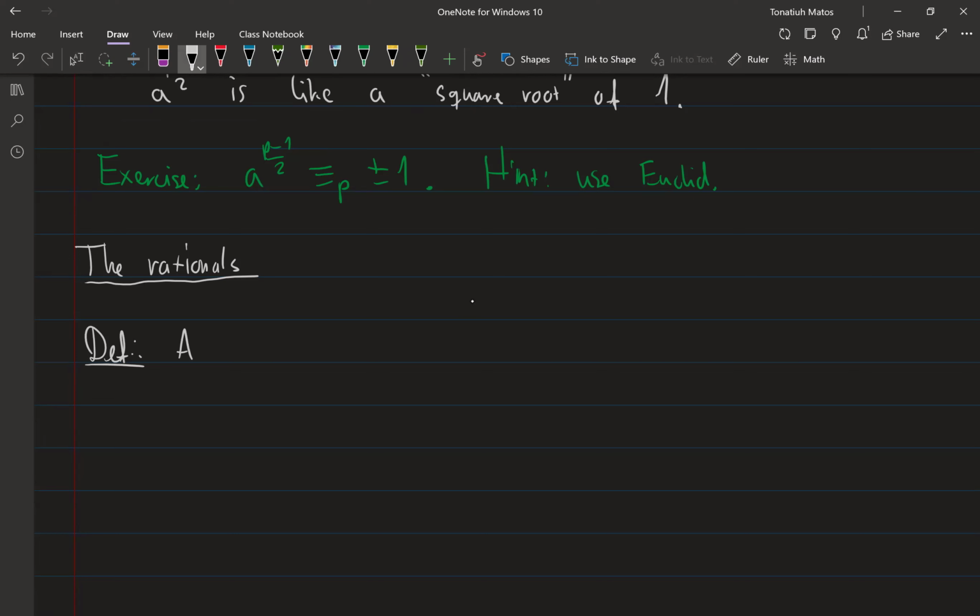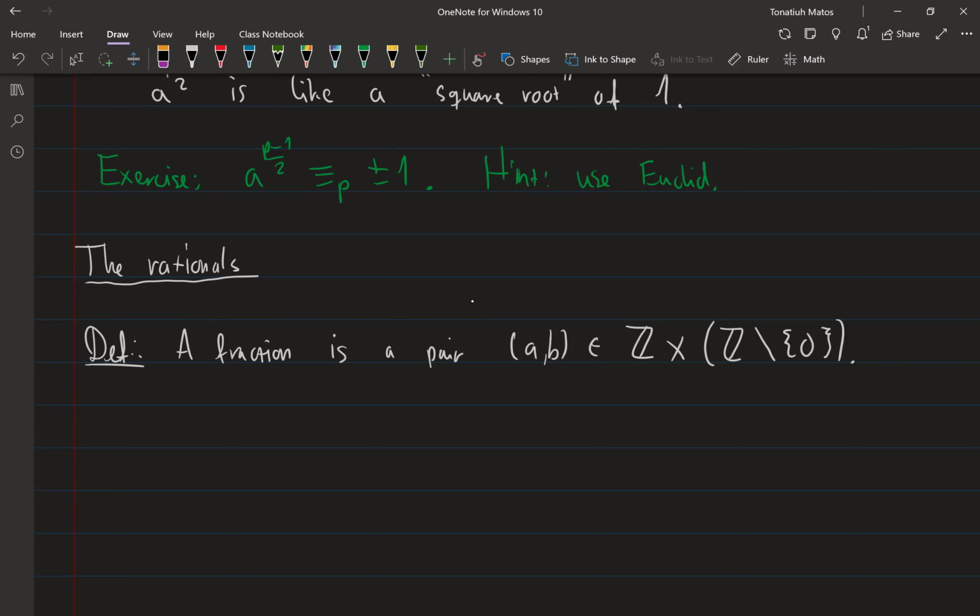So a fraction, or a quotient, a fraction is a pair, let's say (a, b), where the first element is an integer and the second element is an integer, but it's not 0, as you might expect. And you will see in a second why it's important that this is not 0. Sorry, I usually underline the definitions. Okay, and we will define the following relation on fractions.